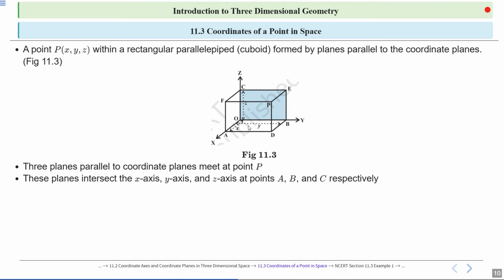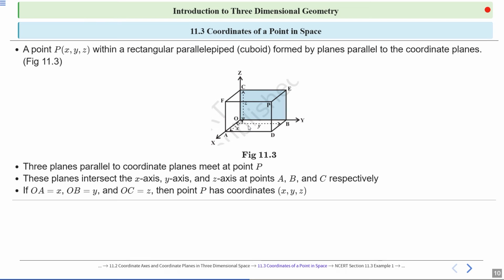These planes will also intersect the x-axis, y-axis, and z-axis at specific points, which are labeled as A, B, and C. Point A is where the plane meets the x-axis, B is on the y-axis, and C is on the z-axis. If we let OA equal x, OB equal y, and OC equal z, then the coordinates of point P are simply x, y, z.